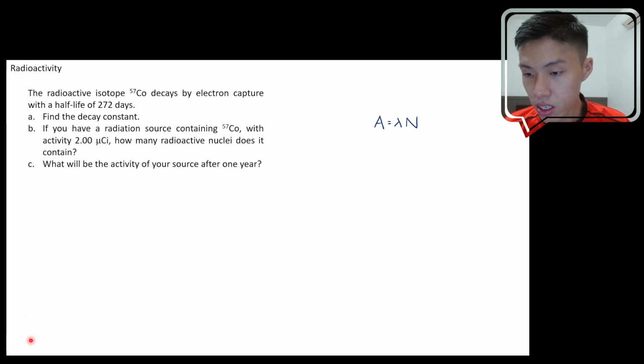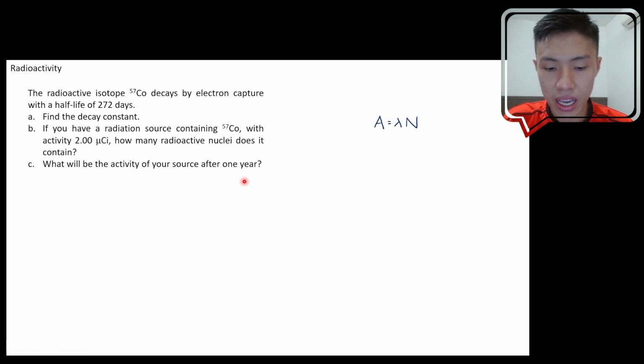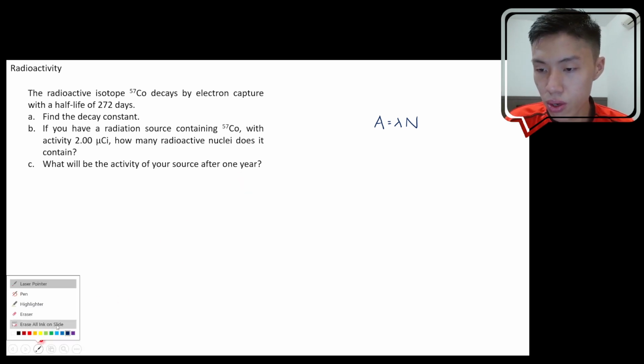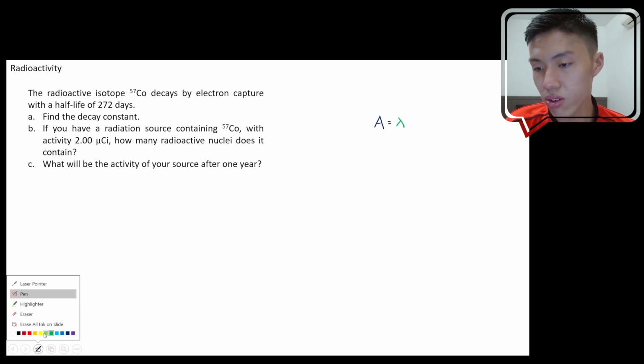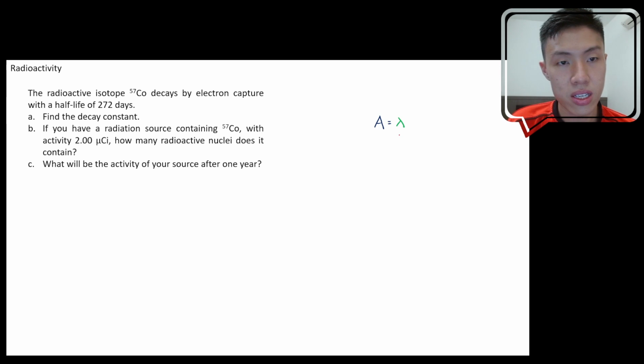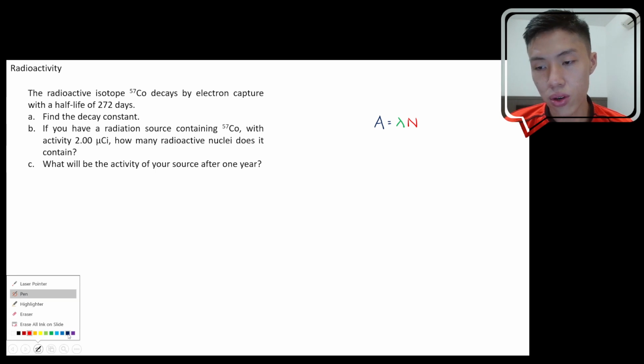I'll be labeling A in blue, but I will change the lambda and the N to different colors to make it clearer how they relate to each other. Lambda I'll do in green, whereas the number of radioactive nuclei I'll do in red. The activity over here, sometimes we also call it the decay rate.